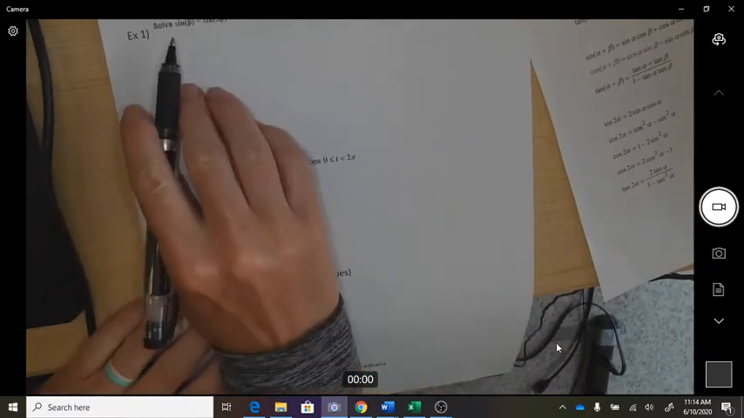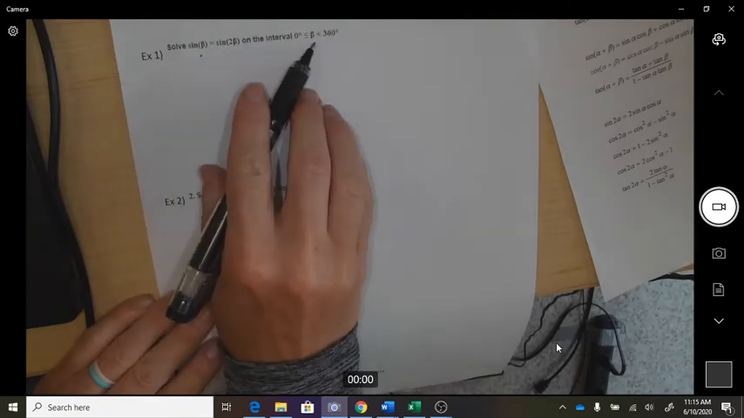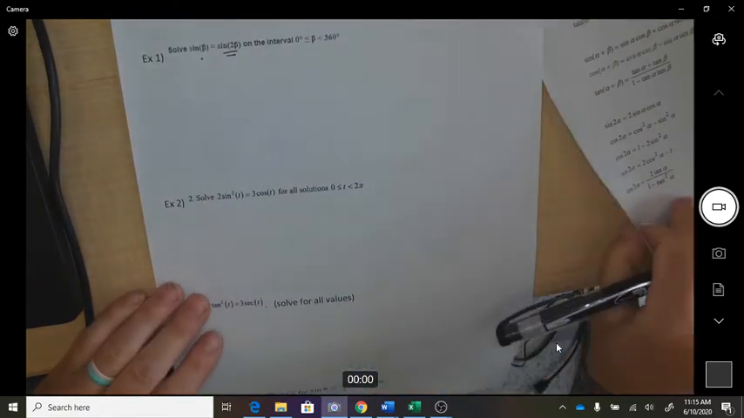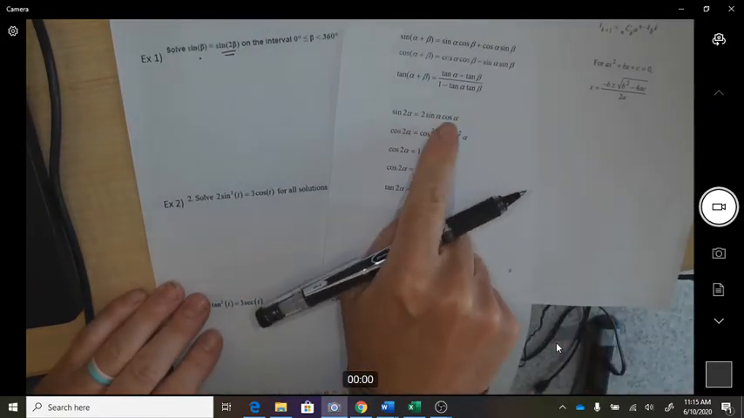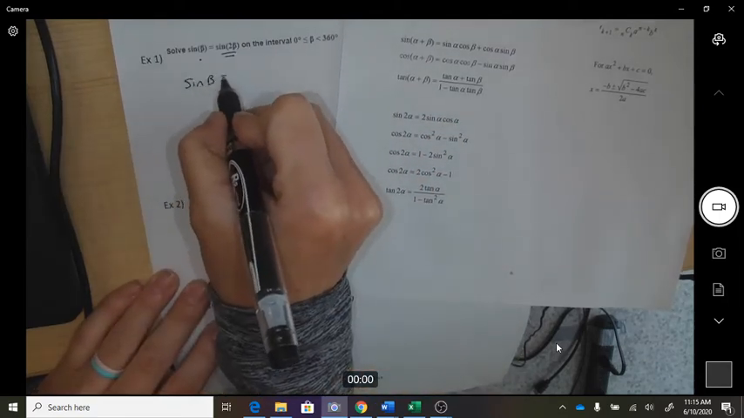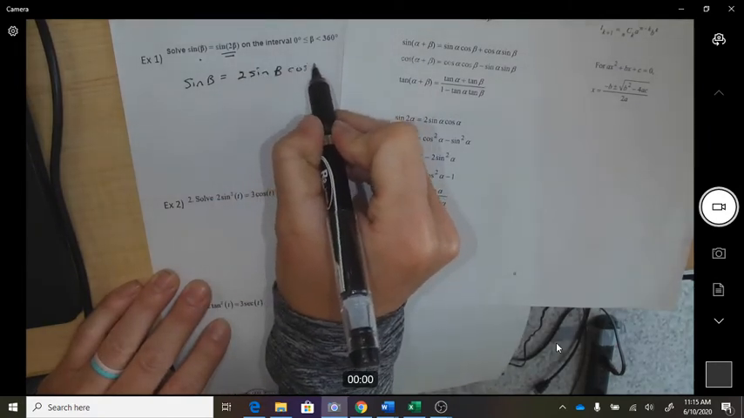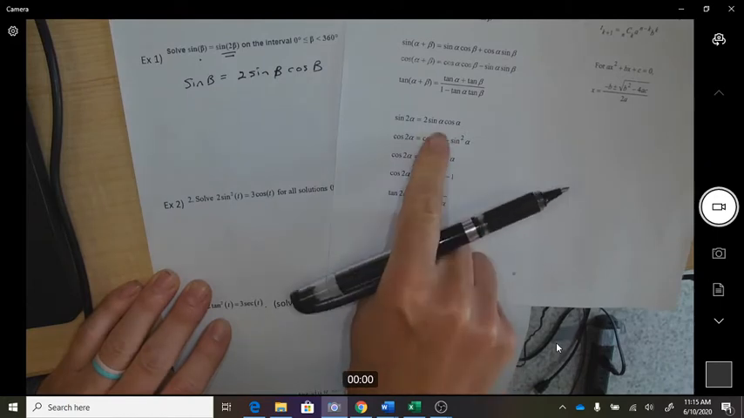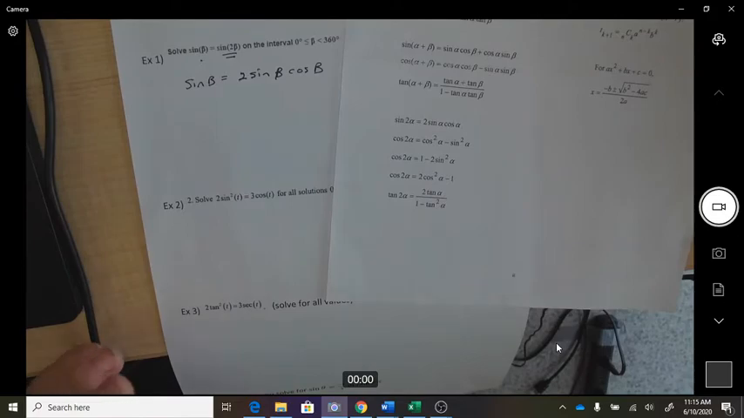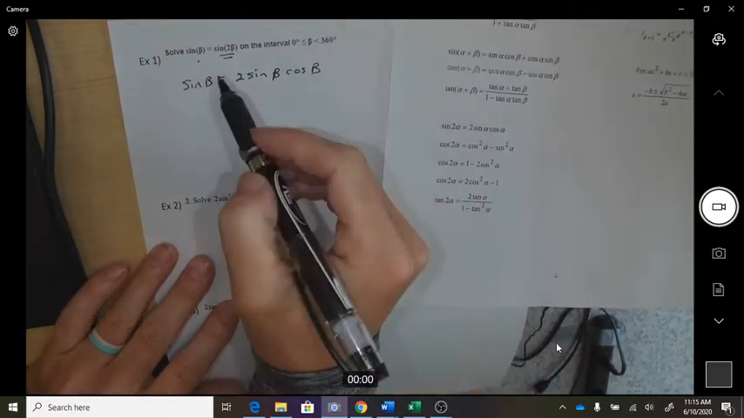Okay, solve sine b equals sine 2b on this interval. Okay, so sine 2b, I would go to my trig sheet and I would replace that. So sine b equals 2 sine b cos b. Okay, and obviously just whatever variable you have, that's what I'm replacing. So first thing is to figure out the trig identity to replace. Now think of your strategies to solve this.